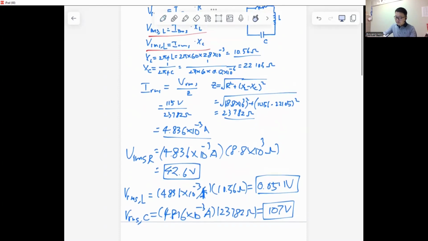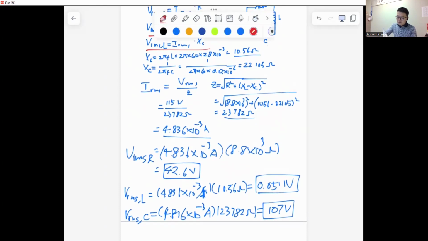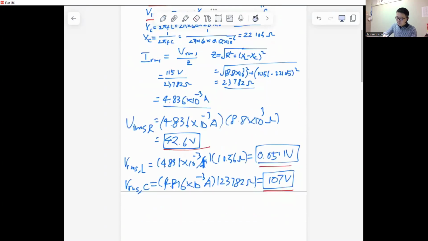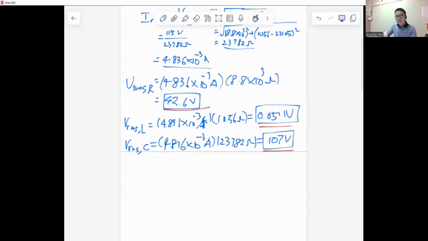Now, if we look at these three voltages we get, and compare them to the total of 115, apparently those three do not add up to 115. And that's what we want, because if you remember earlier we said those values do not peak at the same time, which means they also do not have the average values at the same time.